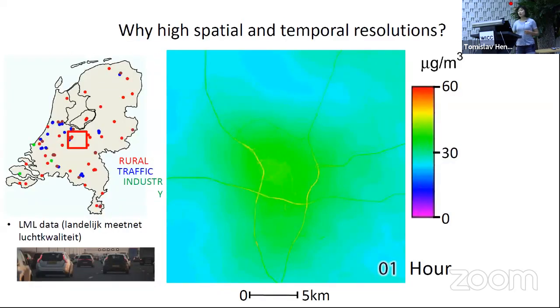So why do we want to do it in high spatial temporal resolution? It is because nitrogen dioxide and many other air pollutants are highly variable in space and time. So it's very important to capture the spatial temporal variability to more accurately assess the exposure.